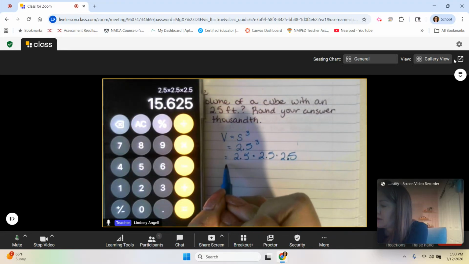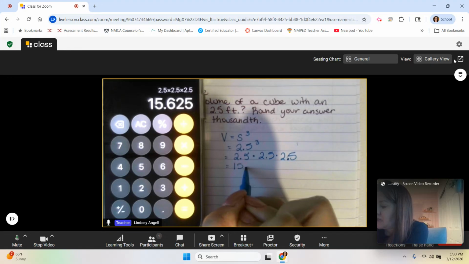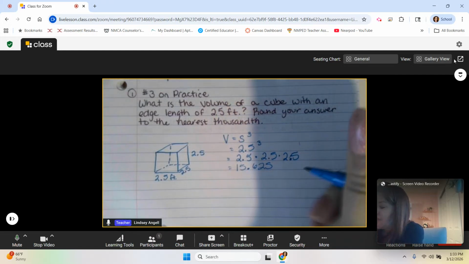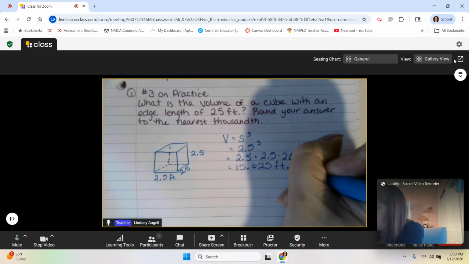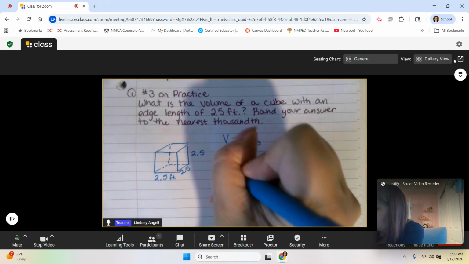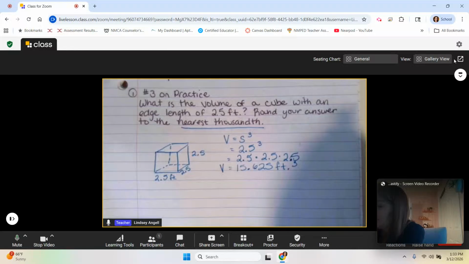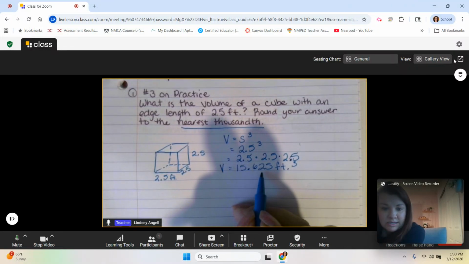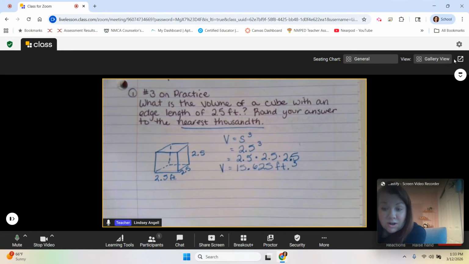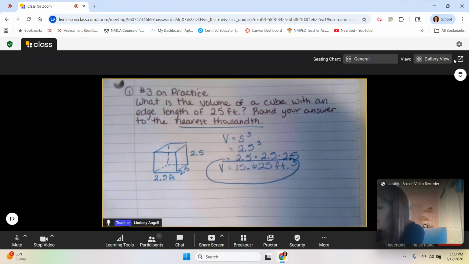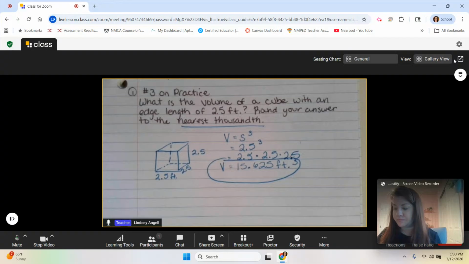Which gives us 15.625. We were talking about feet, so this would be feet cubed. That is our final volume. Now it said round to the nearest thousandth. Well, here's my tenths, hundredths, thousandths. It's already in thousandths, so that amount right there is my final answer. Okay?